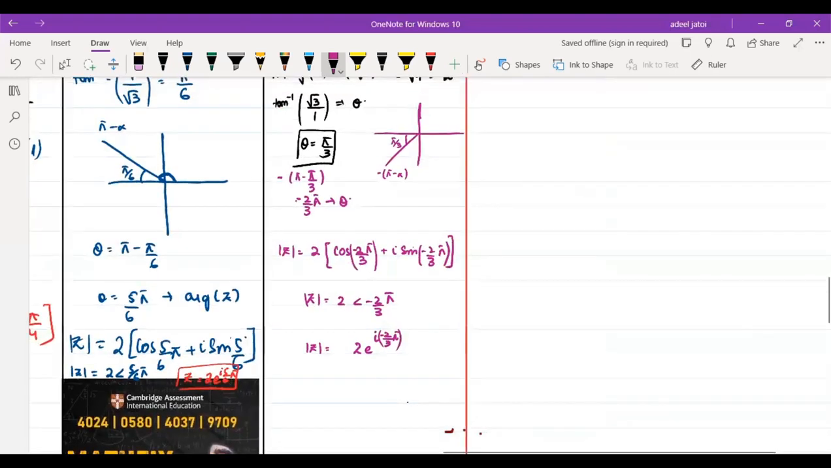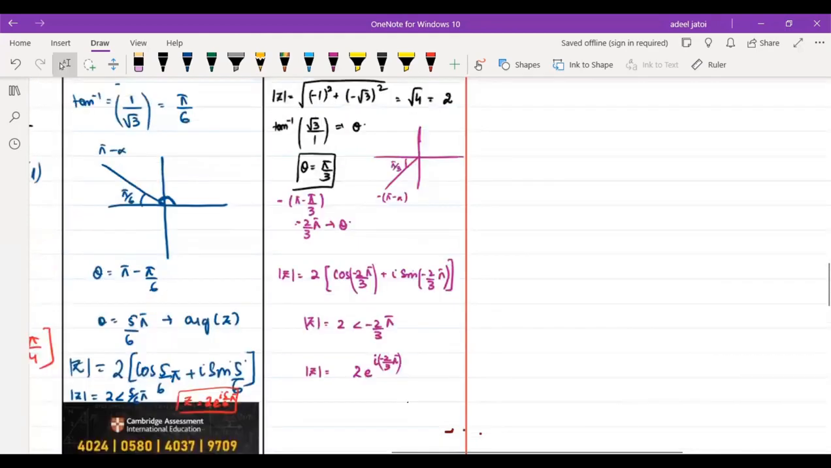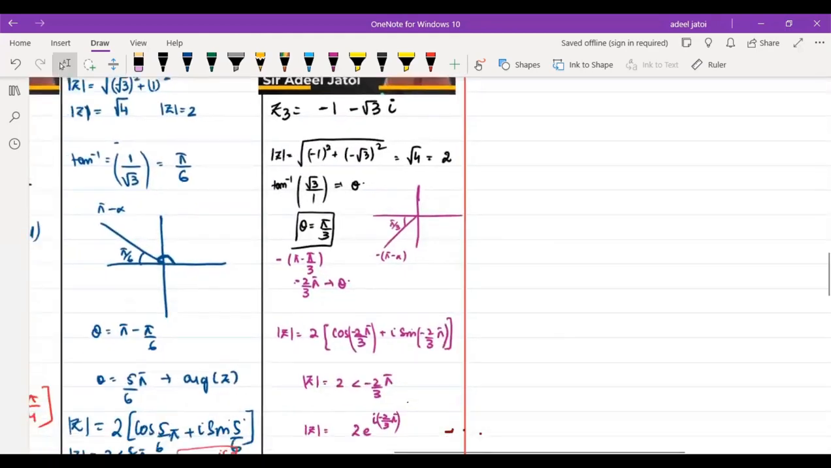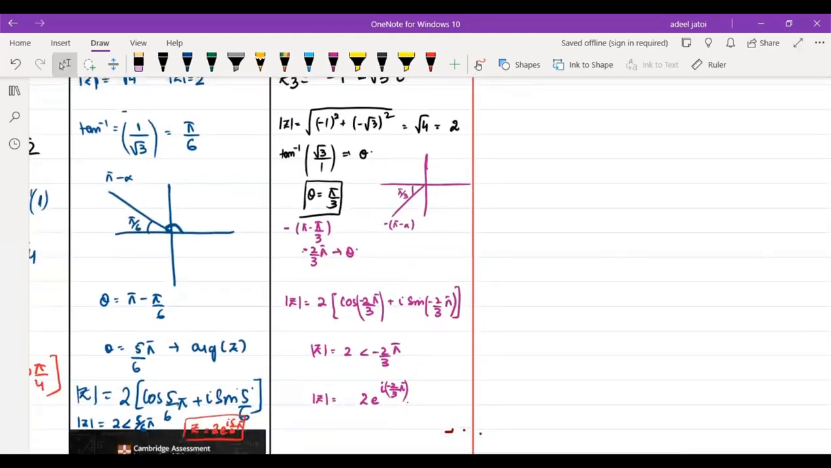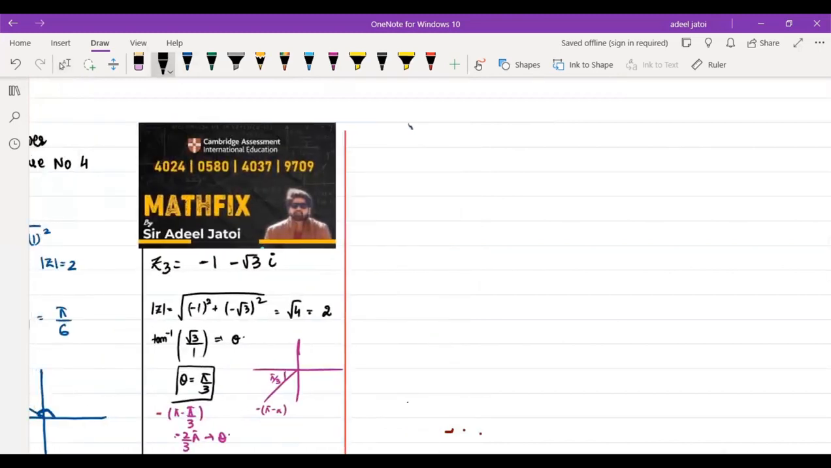So for the third part, we can directly see that since it lies in the third quadrant, using the third quadrant formula, negative pi minus alpha, we are using the value to find out theta. Then lastly, what do we have? We have Z4, and Z4 is 3 minus 3 iota.